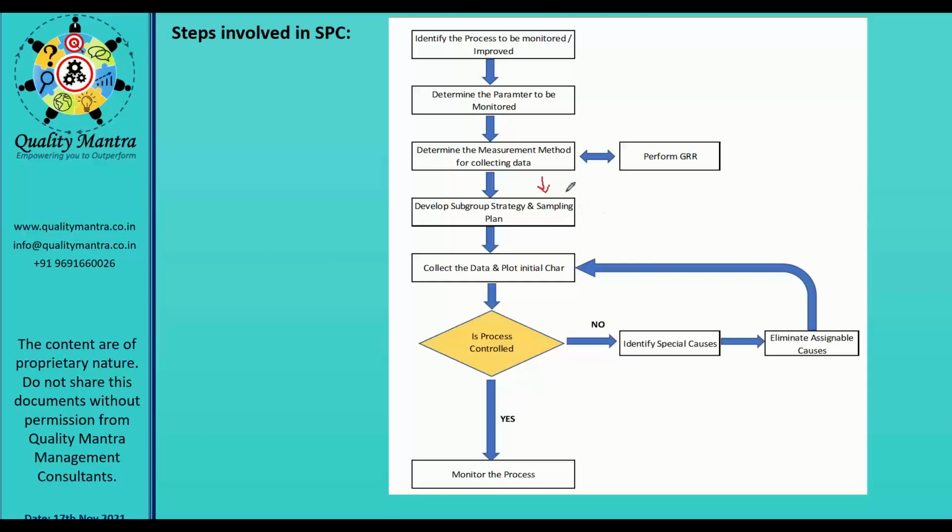Okay, so after that, you need to develop the subgroup strategy and sampling plan. Means, are you going to select the data every 1 hour? Are you going to take 5 readings every 1 hour? Are you going to take 5 samples from 1000 samples, 5 samples from 150 samples? What is your subgroup strategy and sampling plan? How many samples in how much time?